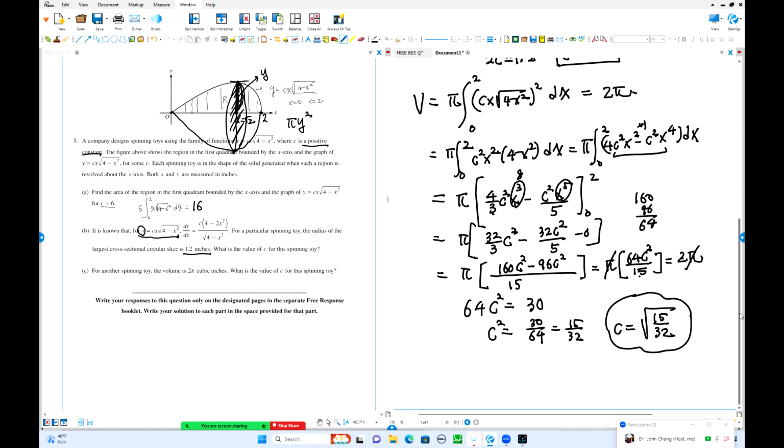Or you can use this, since it's already a square number. c equals 8 over square root of 30 is okay too. You can use this way or this way. Both will be okay. That is number 3. This is a spinning toy. Looks like this was a spinning toy. So actually, when you play it as a spinning toy, it looks like this way.